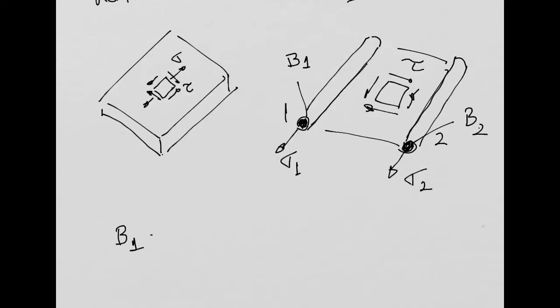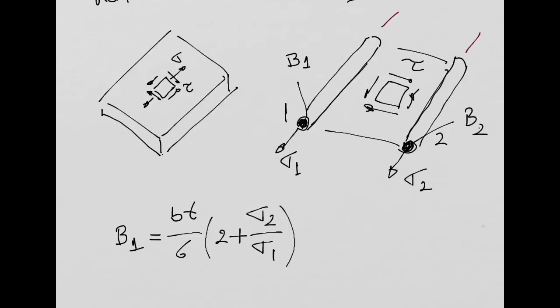We derived last week that the area of boom B1 is going to be the width times the thickness over 6, times 2 plus the stress sigma 2 over sigma 1, where this width is this B, and the thickness t is the thickness of this real structure, right? So this is the thickness. Okay?